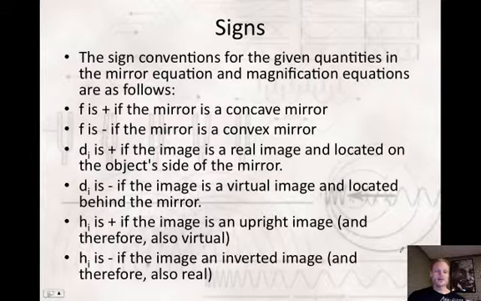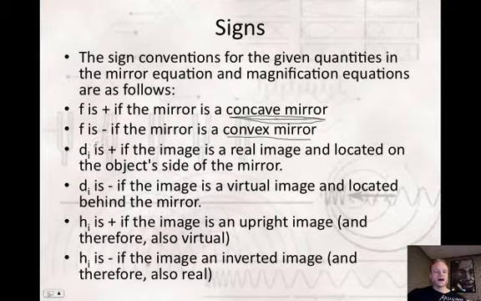Signs are actually pretty important in these equations, in the mirror equation and in the magnification equation. I know there's a lot on this slide to write down, so I'm just going to go through each of these bullet points real quickly to discuss what all these signs mean. If you have a positive focal length, the mirror is what's called a concave mirror, which is what we've been talking about recently. If the focal length is negative, the mirror is called a convex mirror, which we haven't talked about yet, but we will later on. So if you have a negative focal length, you have a convex mirror.